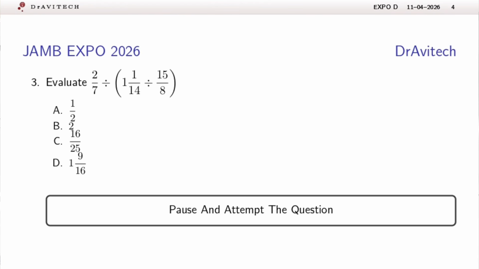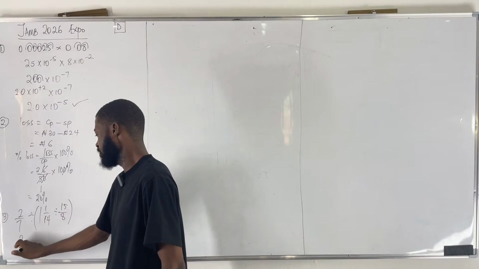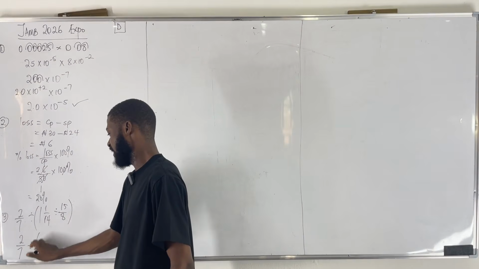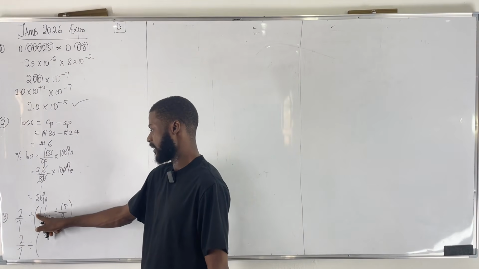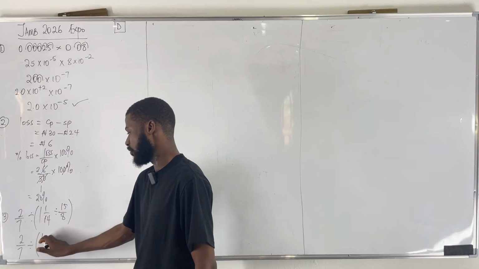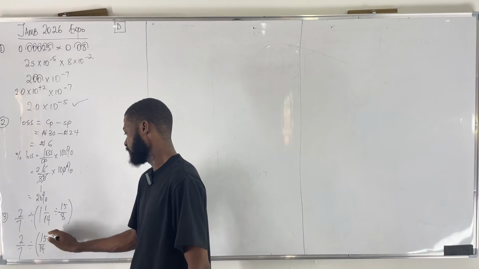So that's what it says. First of all, let's do our brackets first. So this is 2 over 7 divided by, you can change this. 14 times 1 is 14, then plus 1 is 15. So this will be 15 over 14.